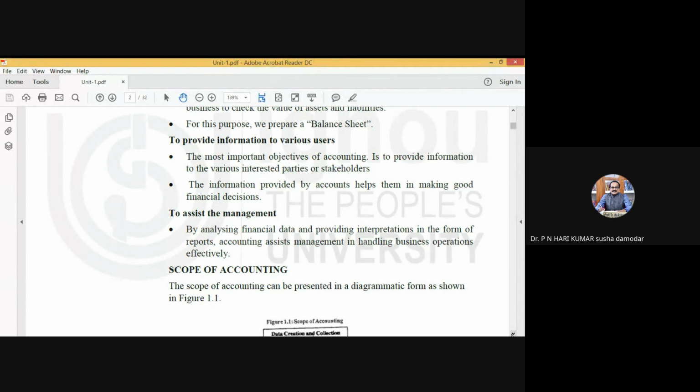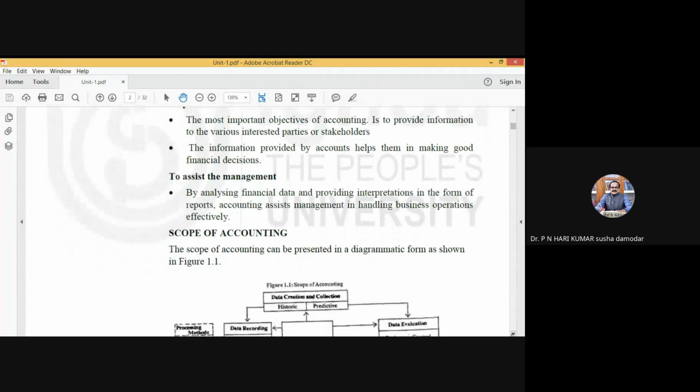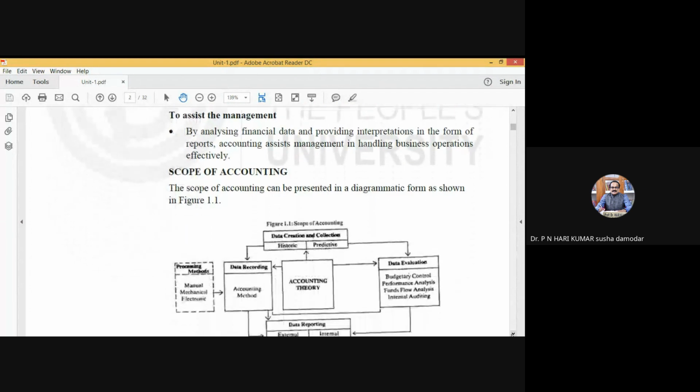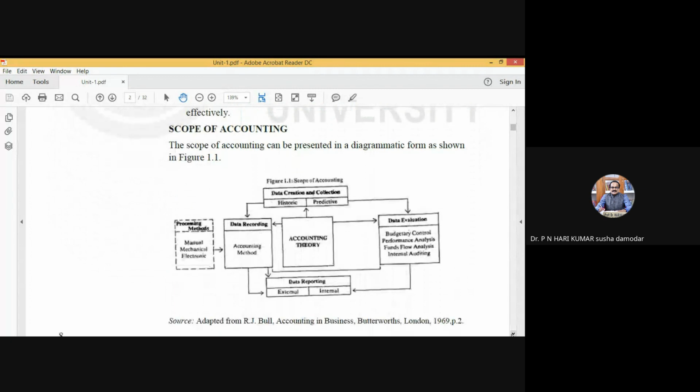Scope of accounting. There is a diagram or a model which clearly shows the scope of accounting. See, data creation and collection. Data means information. Information creation and collection.